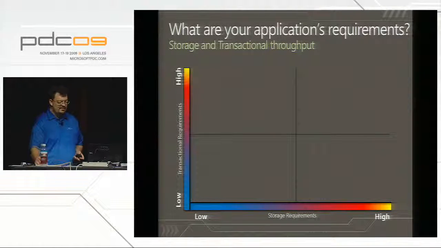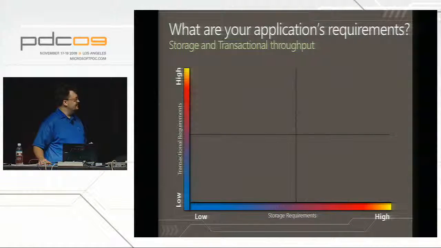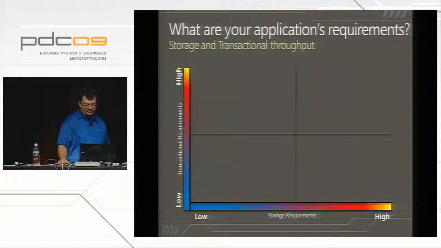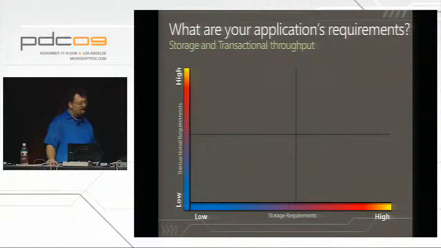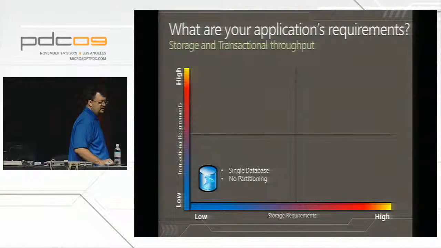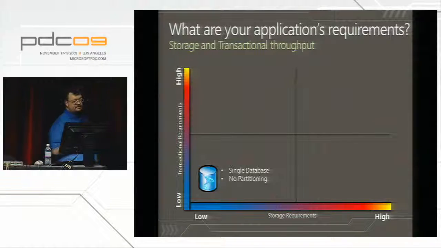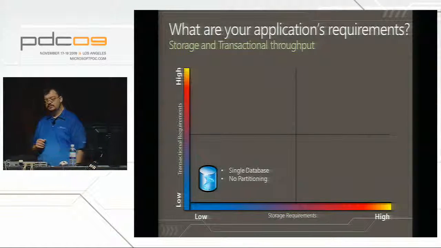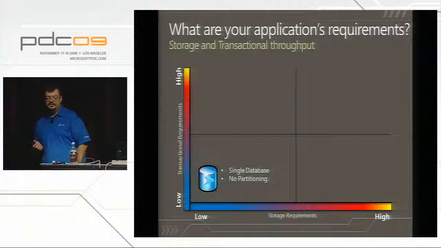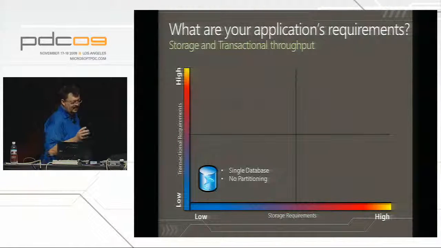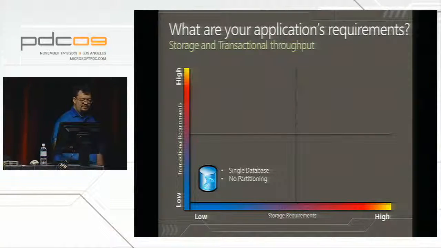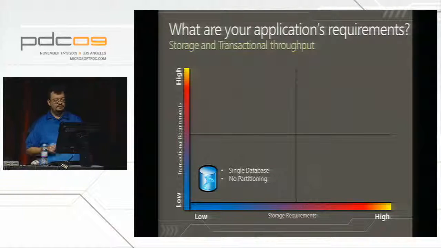So let's start thinking about what our application's requirements are. We have 2 axes here. One has to do with what the transactional requirements of your application are, and one has to do with what the storage requirements are. We have low and high on both axes. Applications in the bottom left-hand quadrant have low transactional requirements and low storage requirements. Typically they'll sit on a single database, whether it's a 1 gigabyte or a 10 gigabyte database, and they don't need to partition it. When we first thought about web and departmental applications, we saw a lot of applications that lived in that bottom quadrant.